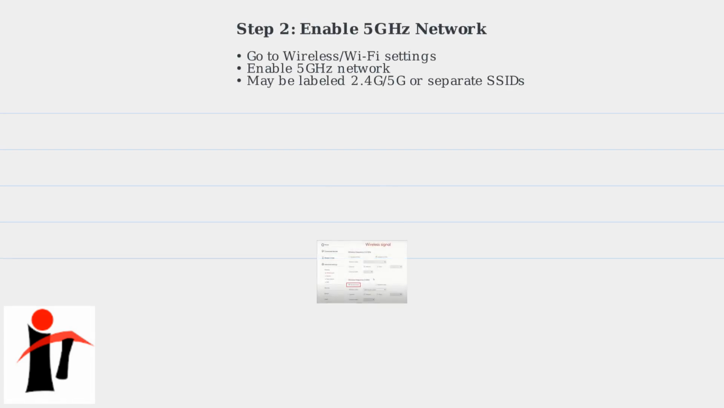Once logged in, navigate to the Wireless or Wi-Fi Settings section. Look for the 5 GHz network option and ensure it is enabled. It may be labeled as 2.4G, 5G, or have separate network names.